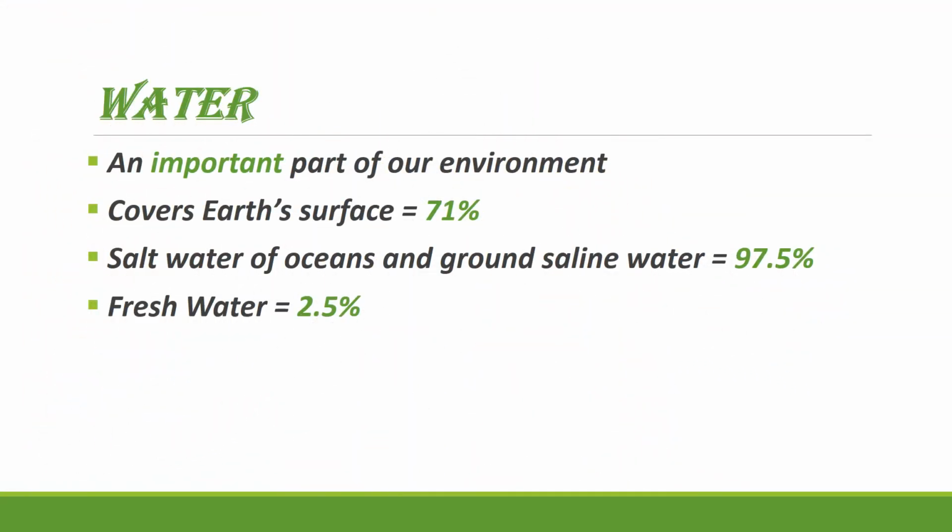Water is an important part of our environment. It covers 71% of the earth's surface. Salt water of the oceans and saline groundwater is 97.5%. Fresh water is about 2%. And in this fresh water, where do we use it and in which sources do we have this fresh water?